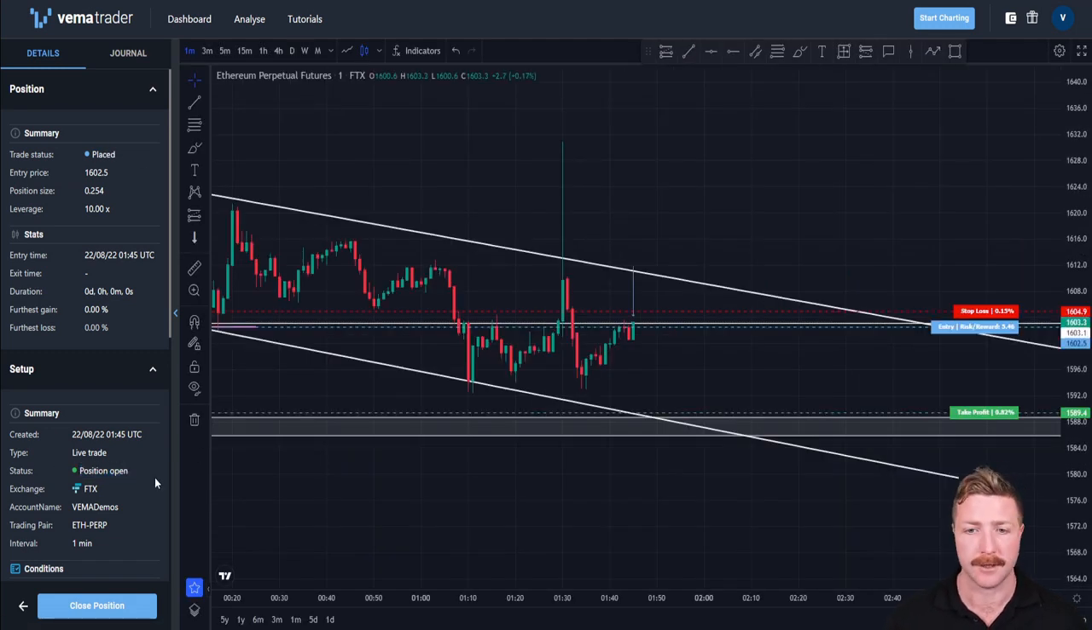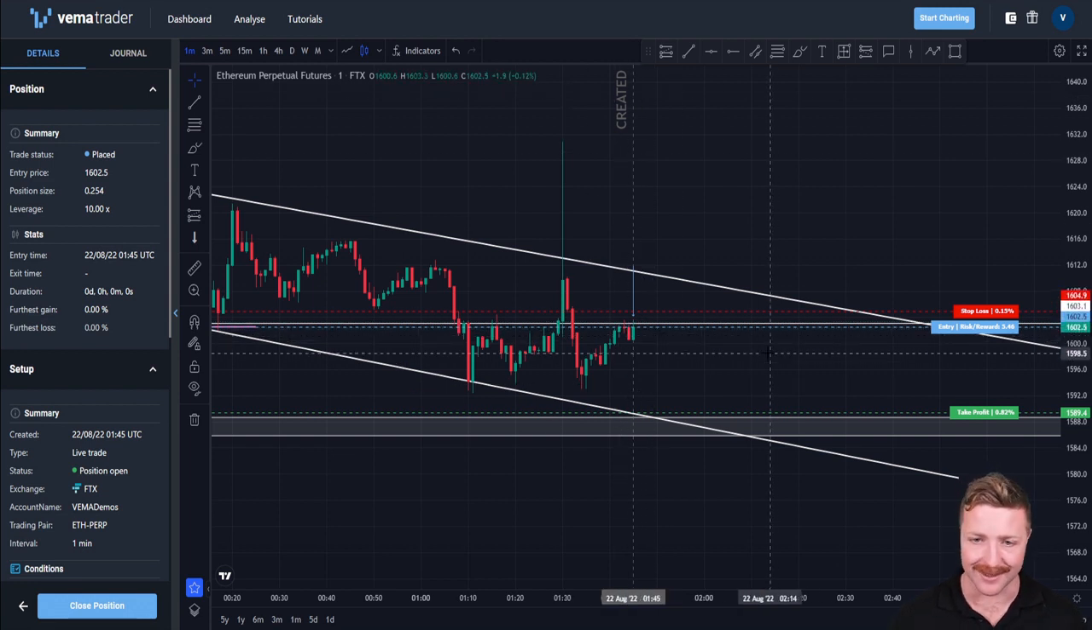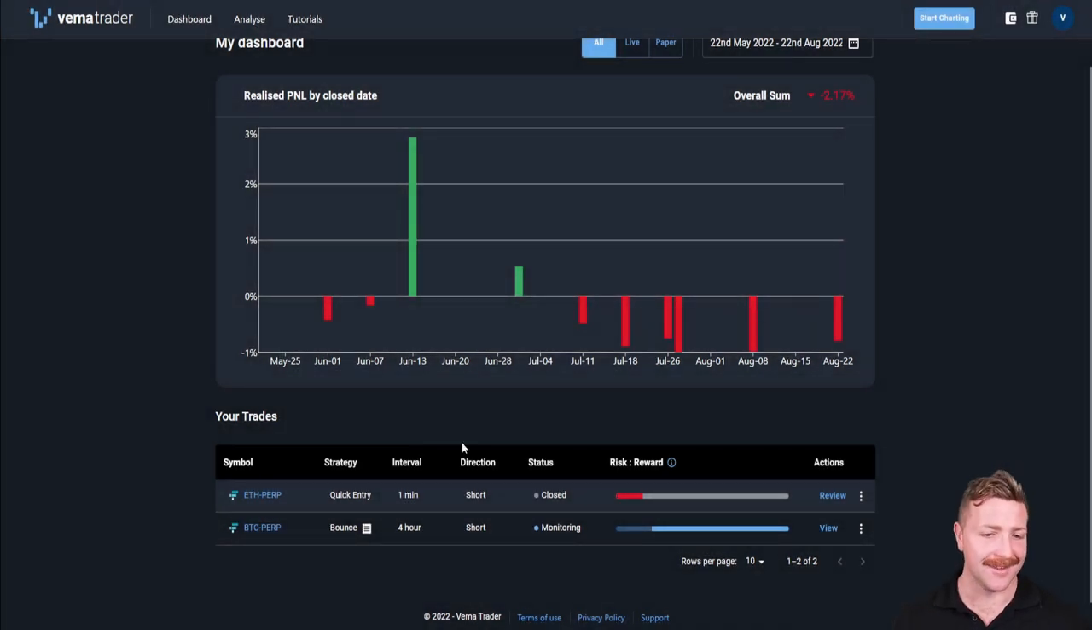So in a matter of 15 seconds max, that trade was able to be entered. So the quick entry is a very cool feature. Price is now going against us, but hopefully this trade plays out well for us. Okay, so unfortunately, that trade we just set up has already lost, so that is a good start.